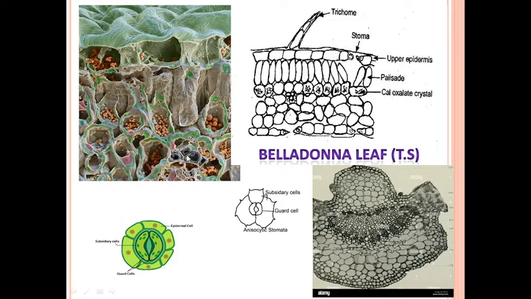Starch grains are also found here. They are bluish, dark blue or blackish in color. Such type of starch grains are also present, and a zone of collenchyma. This one is the collenchyma cell. A zone of collenchyma is present in the midrib region below the upper epidermis and above the lower epidermis.